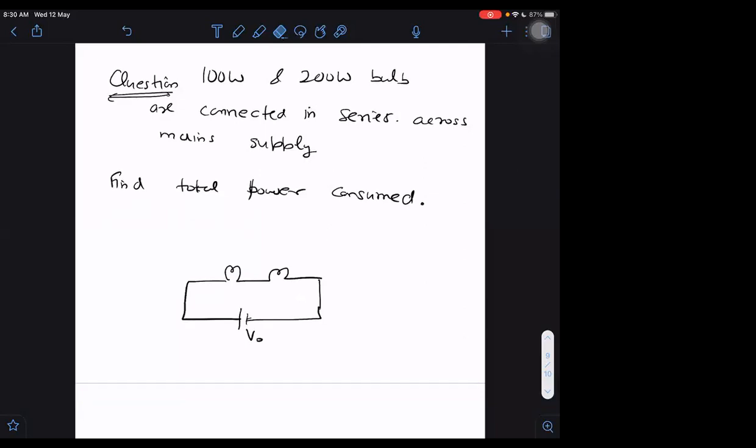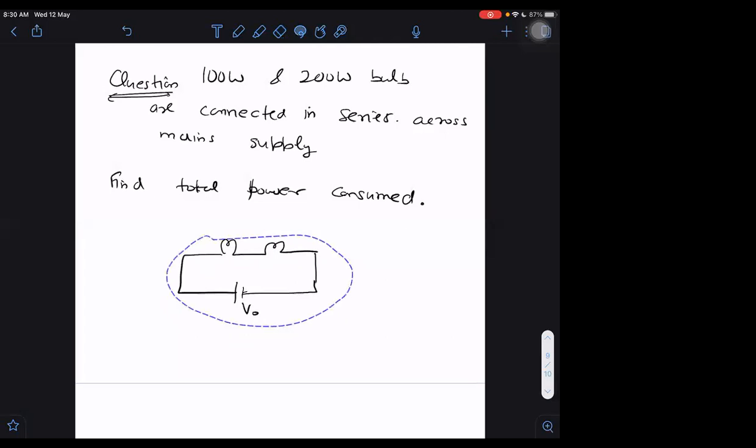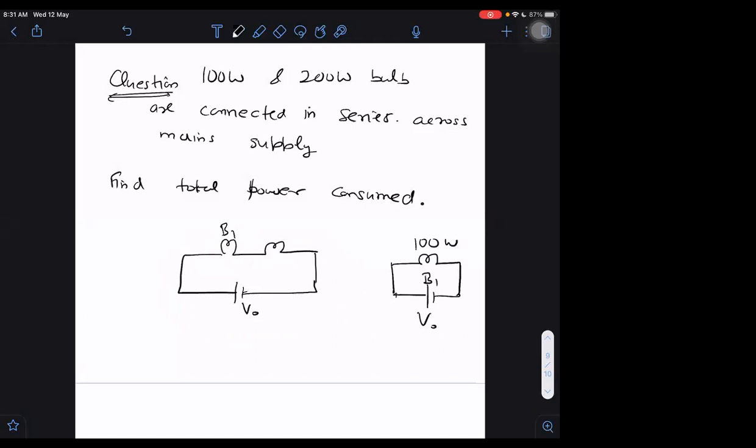I was thinking some boy will quickly give the answer 300 watt. That is very wrong. It will not be 300 watt anymore. But why will it not be 300 watt? Understand this thing. When this is connected directly across the rated voltage, directly across the main supply, let us say it is bulb 1, then it will glow with its 200 watt.